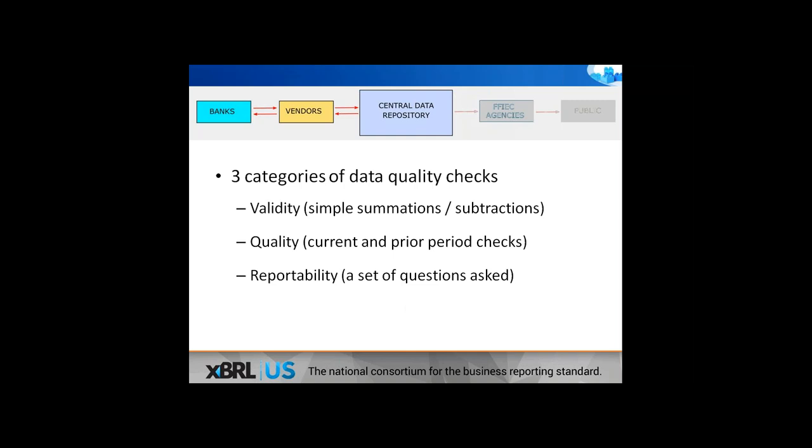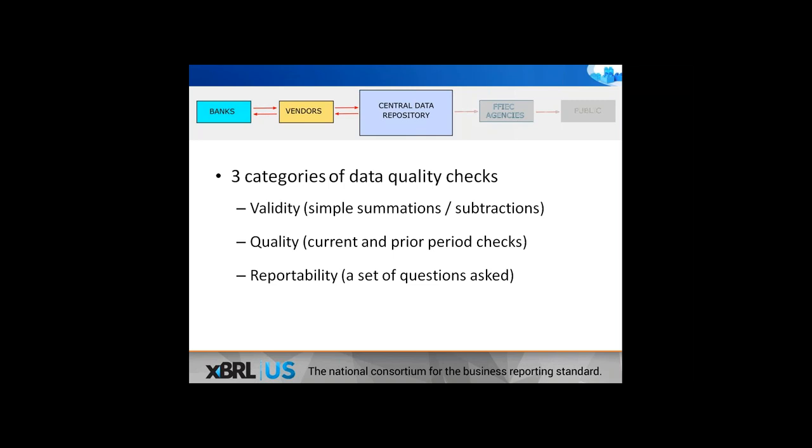FDIC has established three types of data quality checks. The first are validity checks, which look for consistencies between line item numbers within a report schedule and between report schedules. Data not meeting these criteria must be corrected prior to being submitted and accepted within the CDR system. Number two, quality checks look for consistency between current period and prior period data. Data not meeting these criteria must be submitted with a text explanation before being accepted within the CDR system.